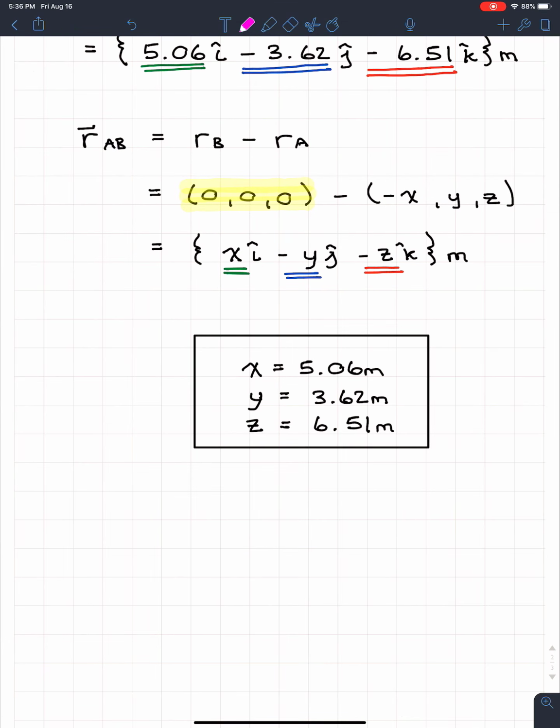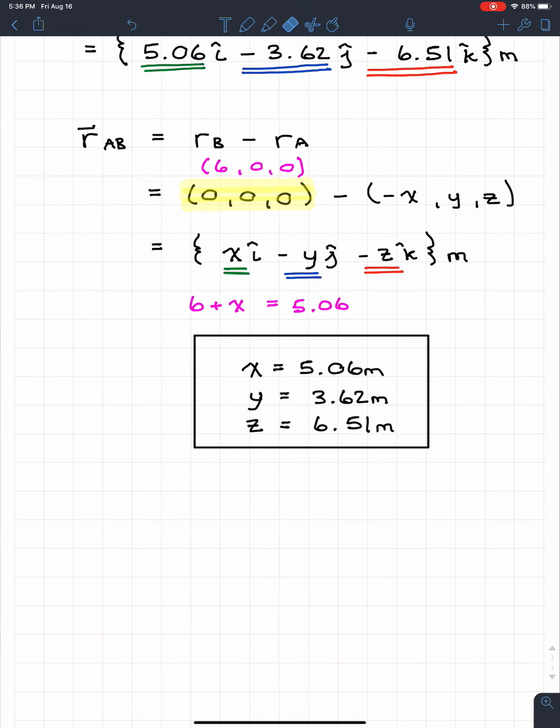So let's say instead of 0, 0, 0, we had the vector 6, 0, 0. And we subtract the 2. For our component here, instead of just having positive x, we'd have 6 plus x instead of just x. And that right there would be equal to 5.06. So then you would have to rearrange this to solve for x.